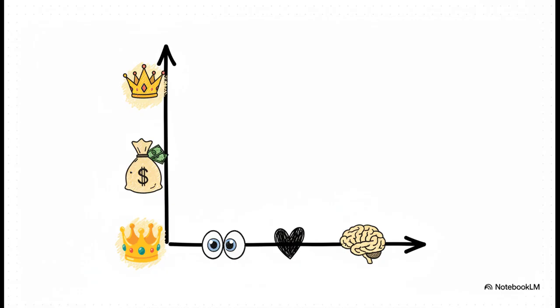Power is just their ability to change the project. Think approving budgets or changing the scope. And interest is just how much the project's success or failure is going to affect them and their job.